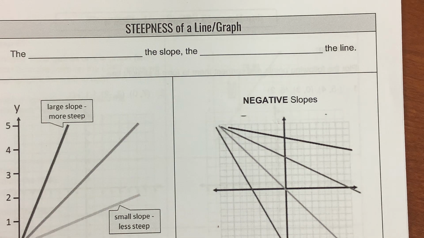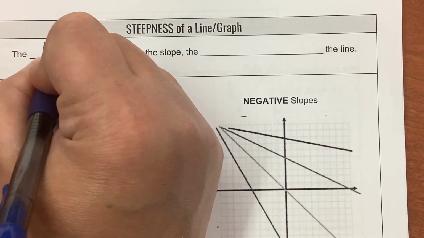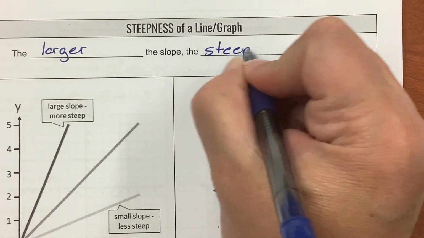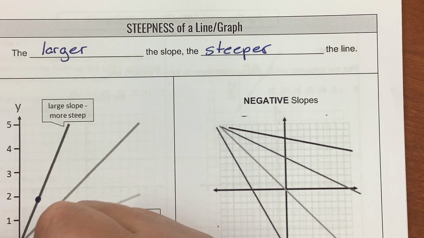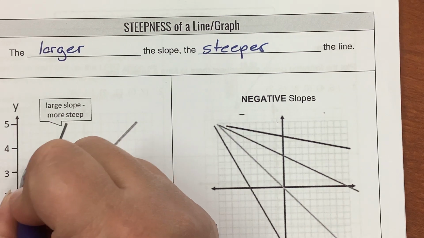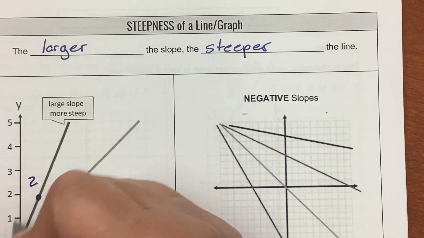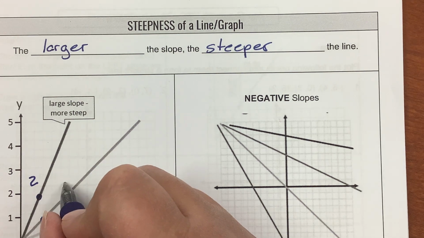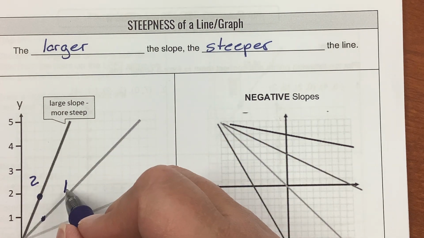Okay, a little bit more now. The higher the slope or the larger the slope, the steeper the line. So the larger the slope, the steeper the line. So let's just say we have a point here, and I rise 2 and I run 1. So that would be 2 over 1, that's 2. So the slope of this is 2. This one has a point here at 1 over 1, and that's 1. Now you can see this is much steeper than this one because 2 is larger than 1.